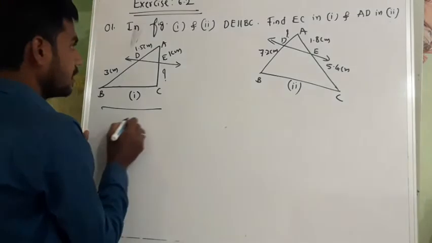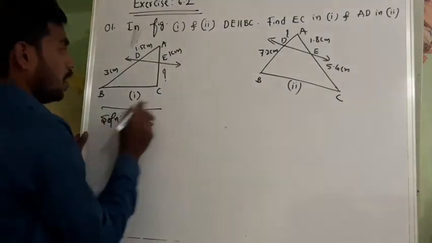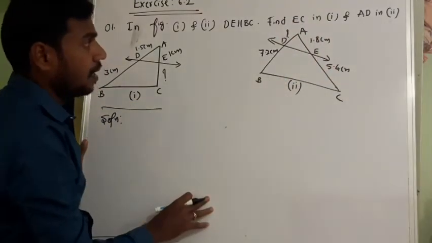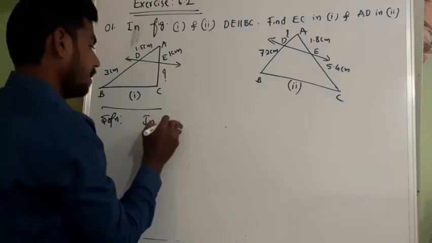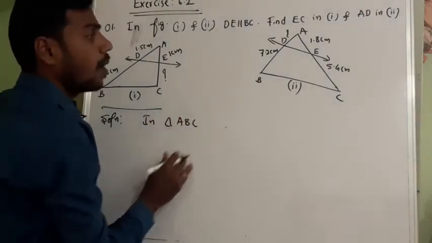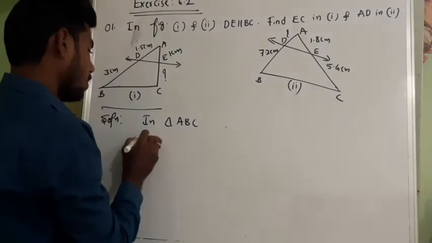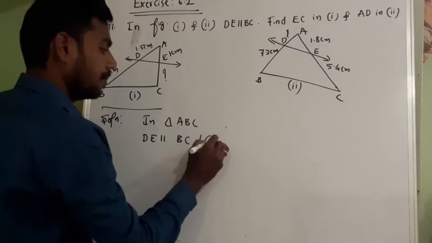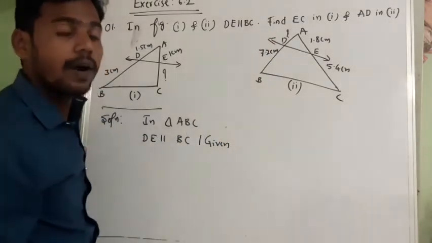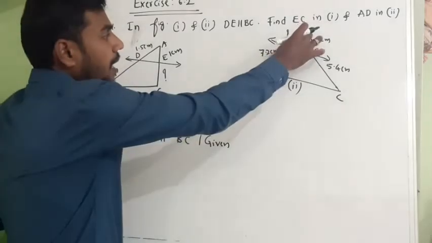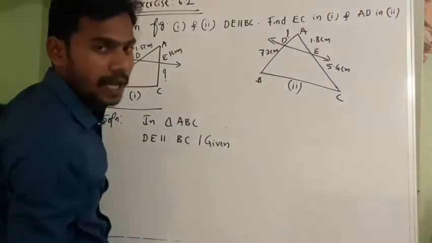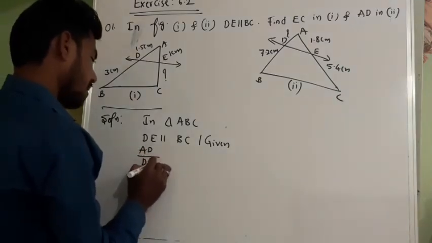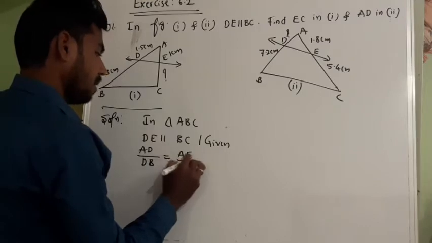See, in the second case, I am giving the solution. Here is a triangle ABC. In triangle ABC, what is given? DE is parallel to BC. This is given. Now, if DE is parallel to BC, what can I write through BPT? AD by DB should be equal to AE by EC.